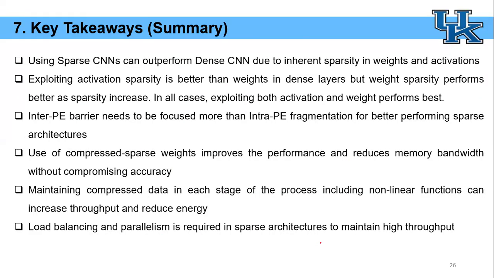So the key takeaways are, obviously, that sparse CNNs can heavily outperform dense CNN networks, using both weights and activations is better than using only one of them. We have something called the inter-PE barrier, which needs to be focused on more than the intra-PE fragmentation for improving sparse architectures. And then using compressed sparse activations improves the performance and also reduces the memory bandwidth.